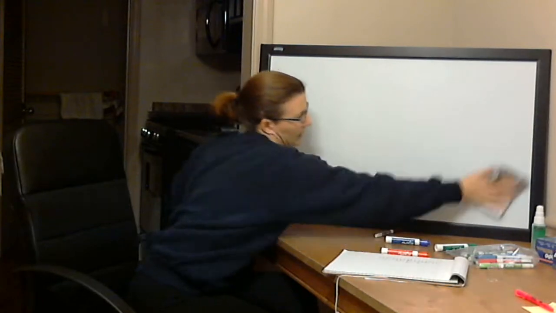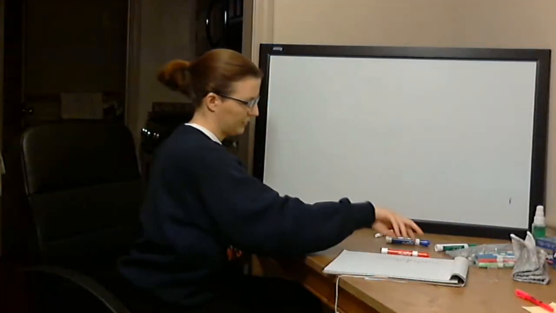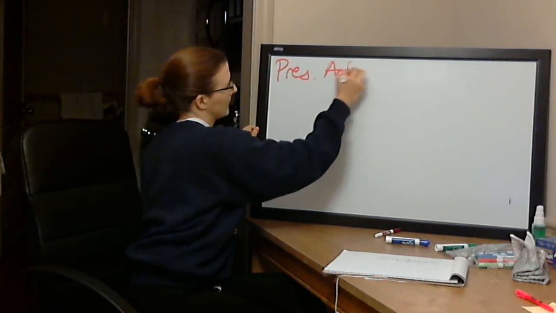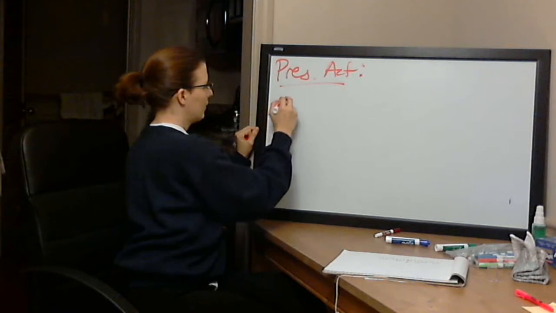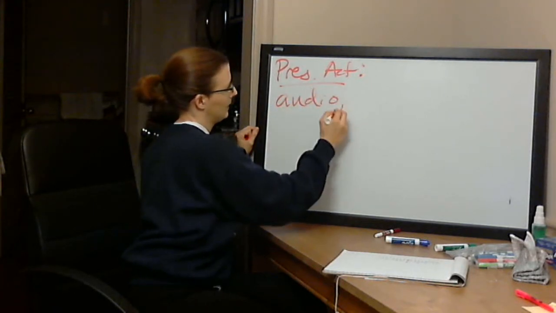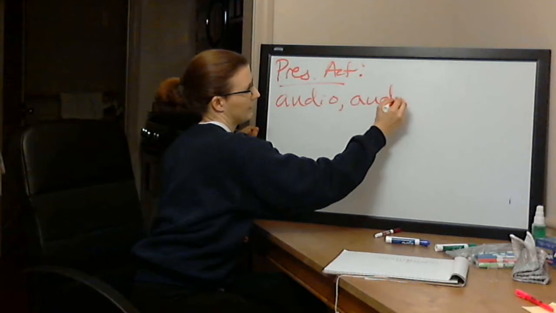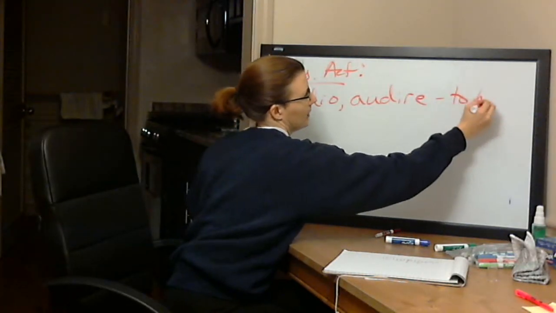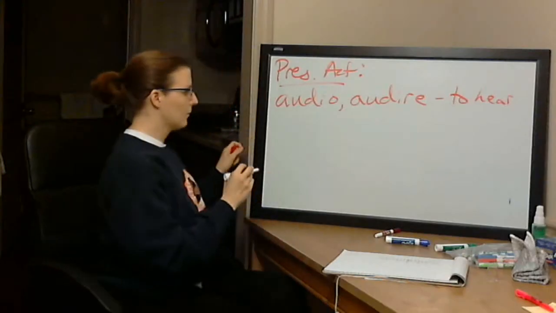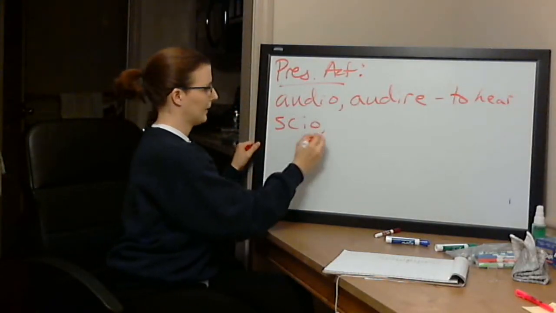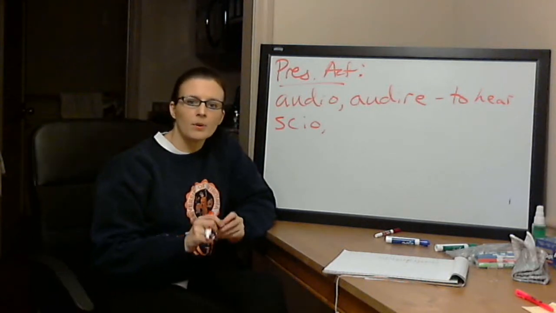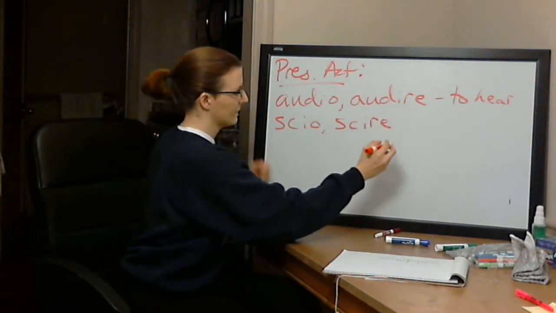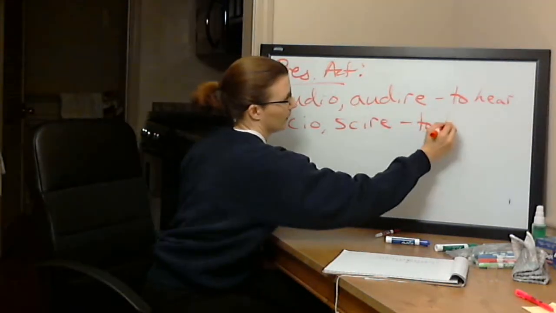Same thing is going to happen when we look at our fourth conjugation verbs. So when we have our present active, I should not have erased that, just leave that up there. If we have a verb like audio, our present active infinitive is audire. And that, of course, is to hear. When we have something like scio, what's its present active infinitive? Its second principal part. Scire. And of course, this is to know.